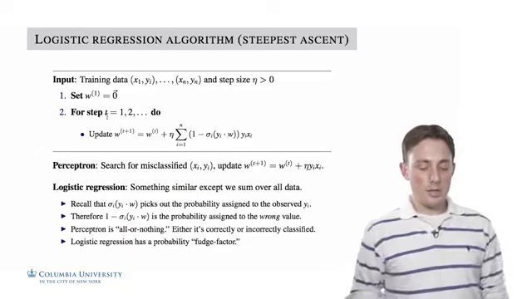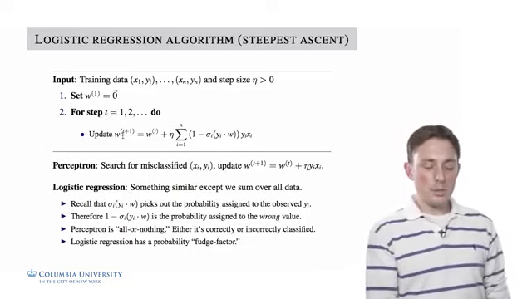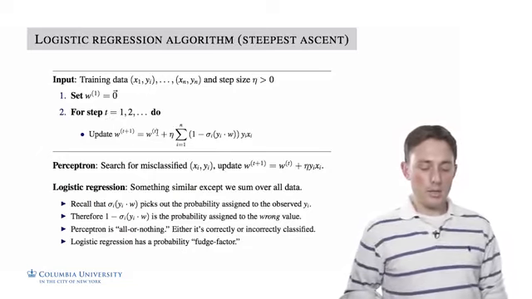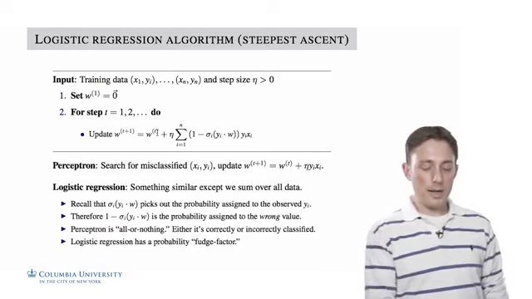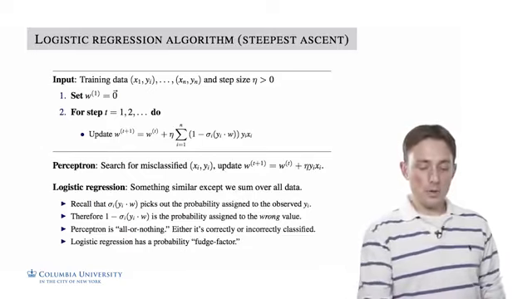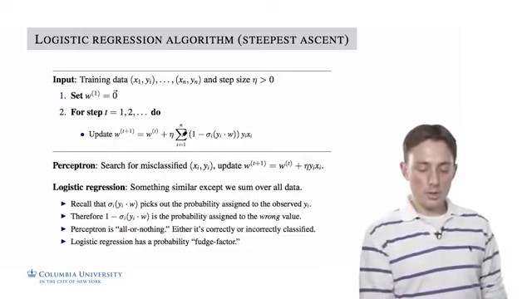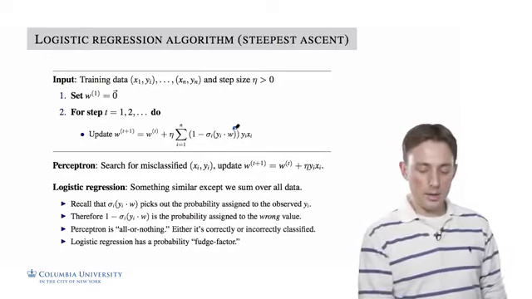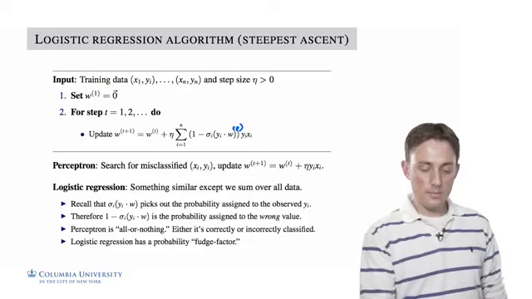Then for each iteration, what we do is we take the old value at iteration t, and we modify it by adding this vector to get the new value at iteration t plus 1, where this term is equal to the gradient evaluated at wt.